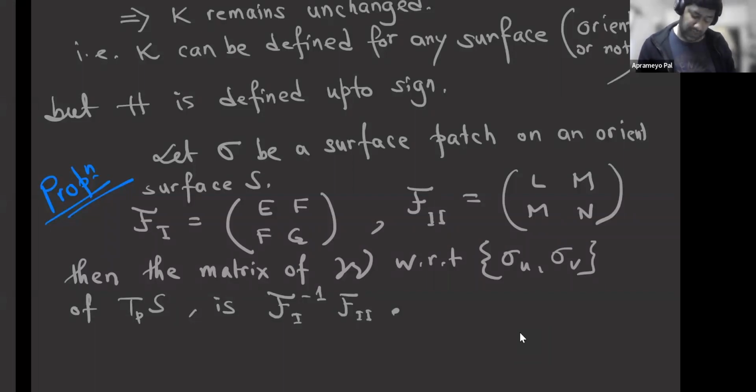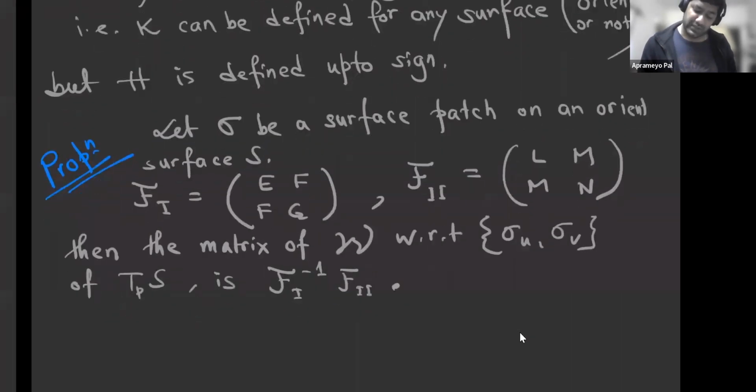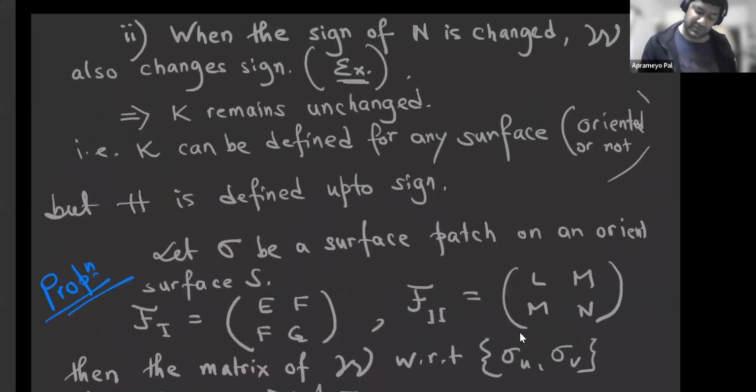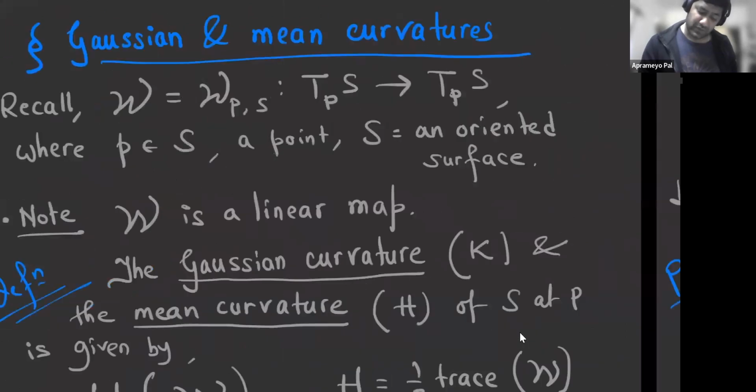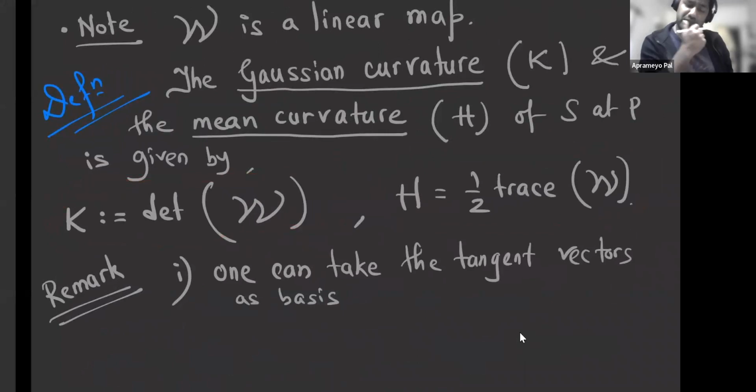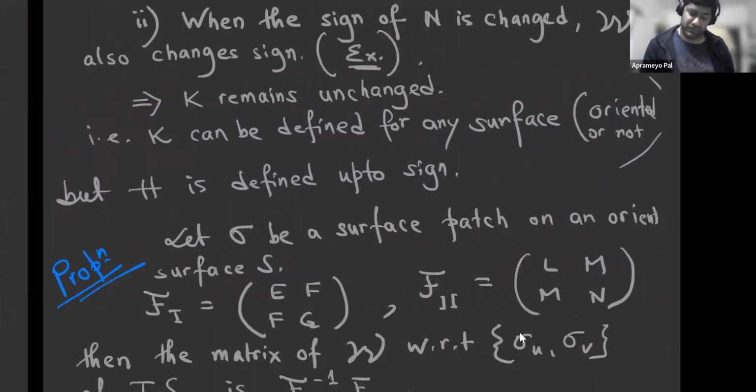So I will stop there because I am now running out of time, but tomorrow we'll prove this, and then we'll see how this proposition gives us a very nice expression of the Gaussian curvature and also the mean curvature. And then we would compute some nice examples and see how this gives some global picture or global information about the things. Okay, I'll stop here.